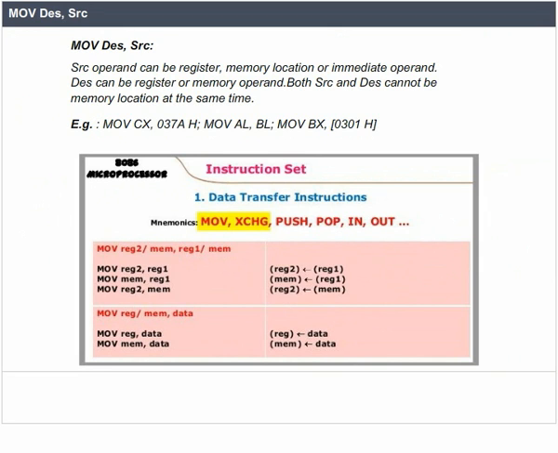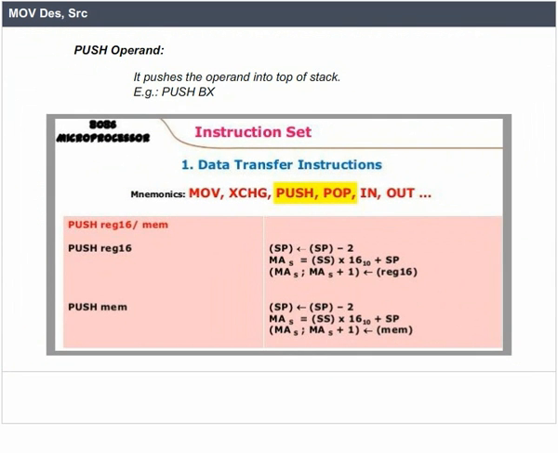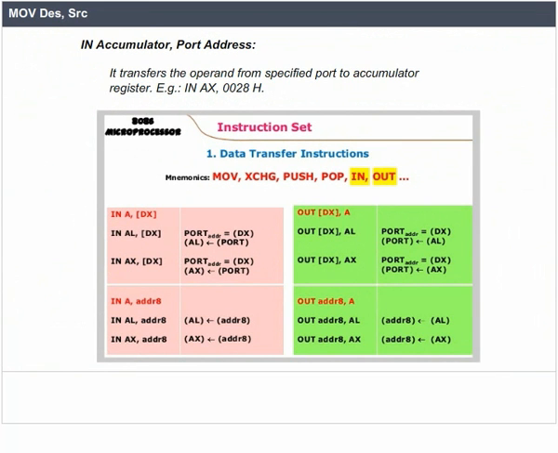Push operand. It pushes the operand onto the top of the stack. Example: PUSH BX. IN accumulator, port address. It transfers the operand from the specified port to the accumulator register. Example: IN AX, 0028H.